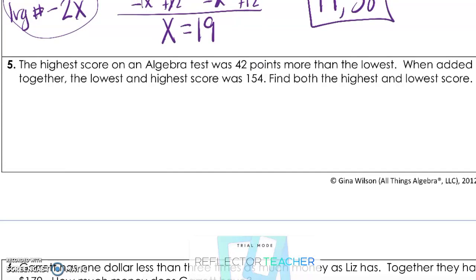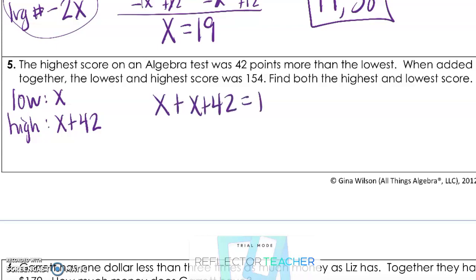Number 5, the highest score on an algebra test was 42 points more than the lowest. So we're still talking about bigger number and smaller number if you want to think of it that way. All right, the high score is being talked about or described in terms of the lower score. So I'm going to call the low score x. So then the high score is 42 more, so x plus 42. When added together, the lowest and highest was 154. So low plus high is equal to 154.